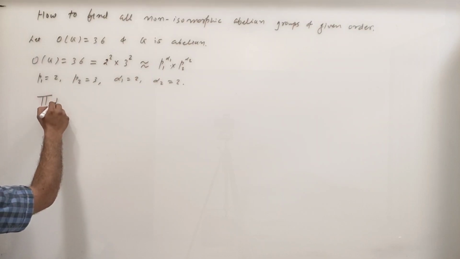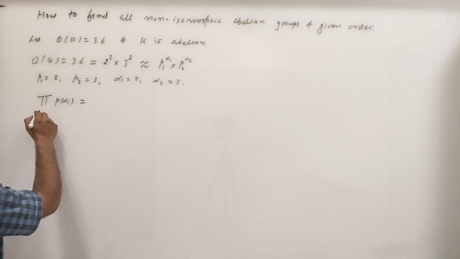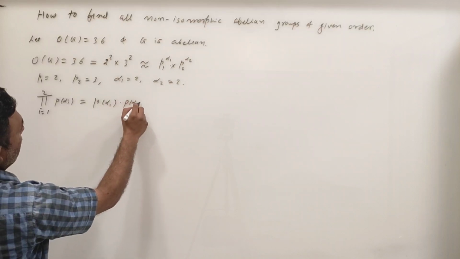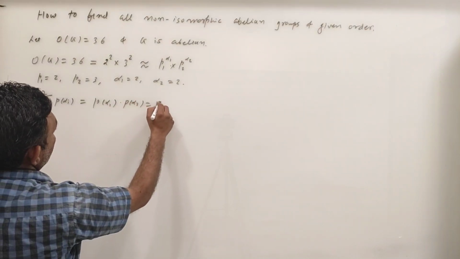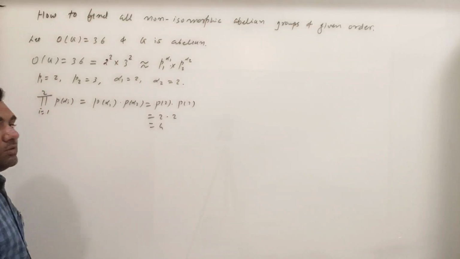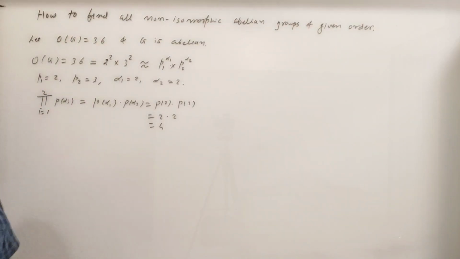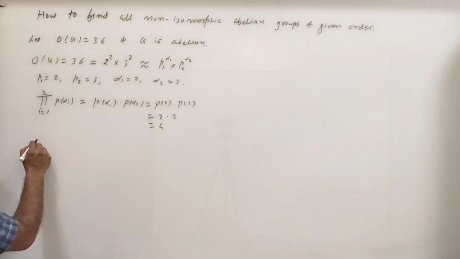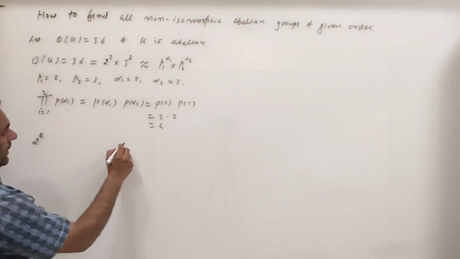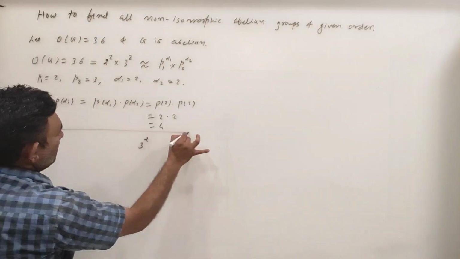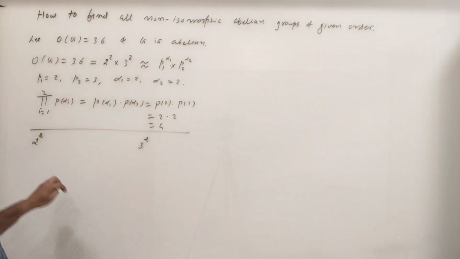So product of p of alpha i, i equal to 1 to 2. So it is p of alpha 1 into p of alpha 2, that is p of 2 into p of 2, that is 2 into 2, that is 4. तो इतने नॉन आइसोमॉर्फिक ग्रुप्स मिलेंगे, 4. कैसे फाइंड करेंगे? So for that you concentrate on first factor, that is 2 square, and here 3 square.